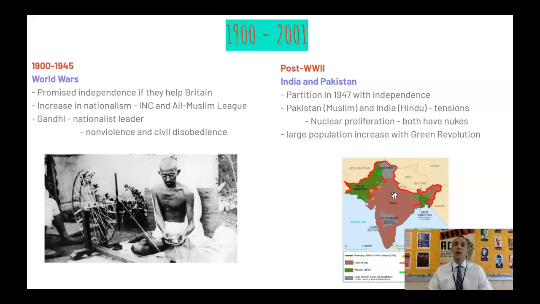They both have nuclear weapons, which is called nuclear proliferation. And there's been a huge population explosion since the late 1970s as a result of the Green Revolution, which, if you remember, is the increase of fertilizer and crop rotation and better techniques to increase food, which increases the population. That is a quick whirlwind. That's 800 years of Indian history in 12 minutes.